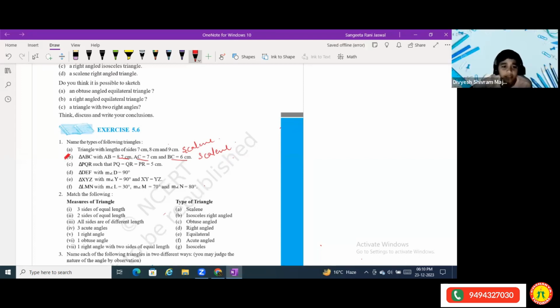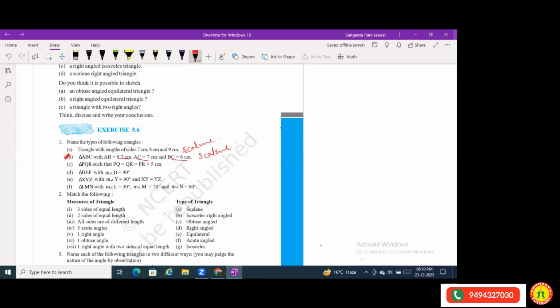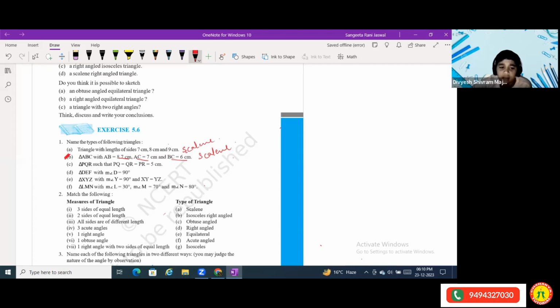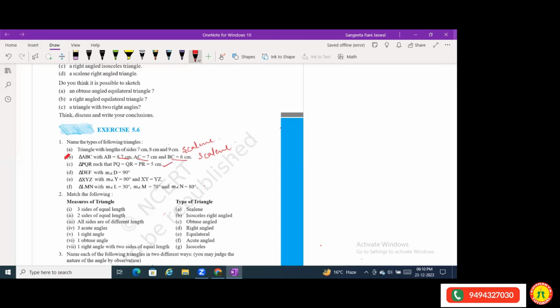Now, triangle PQR such that PQ equals QR equals PR equals 5 centimeter. Ma'am, it's an equilateral triangle. Yes, because all sides are 5 centimeter. Yes, very good, since all sides are equal. Okay, now, Charvik, read the next one. D part. Question 1, D.